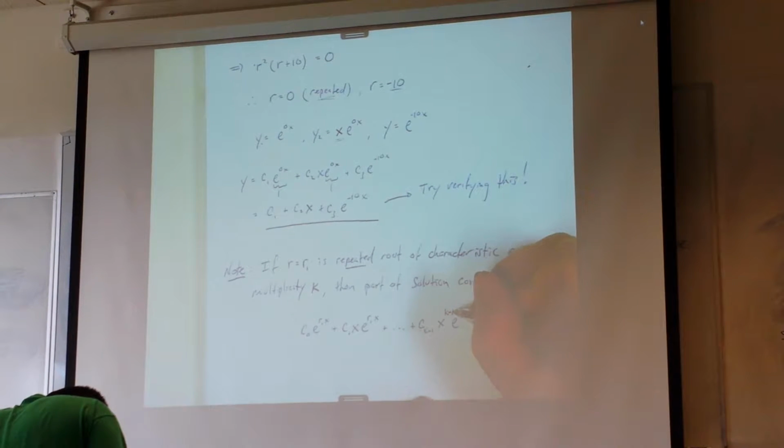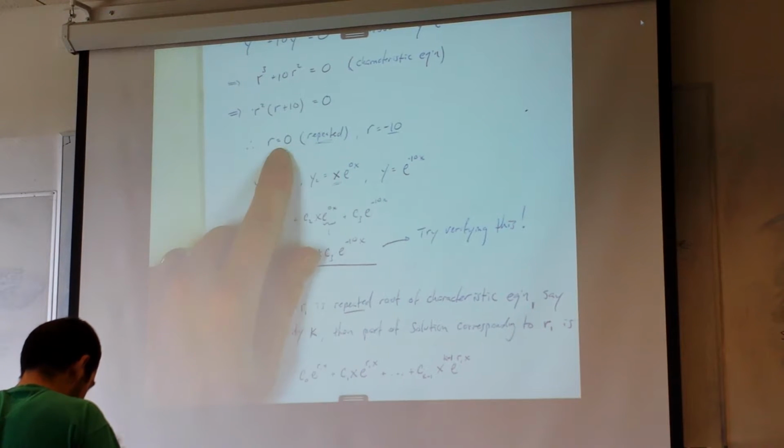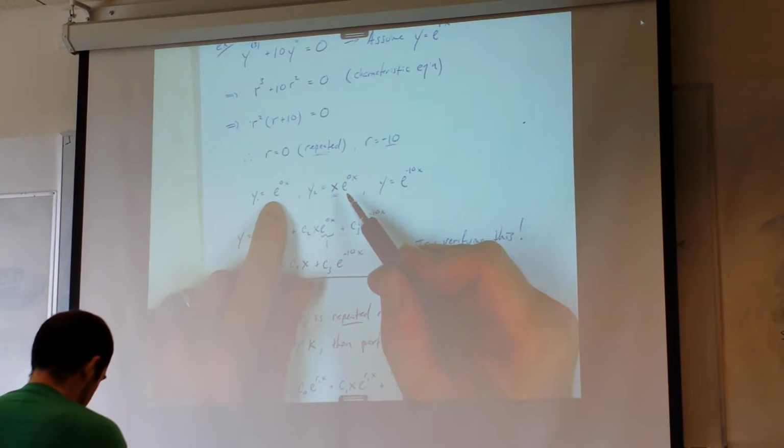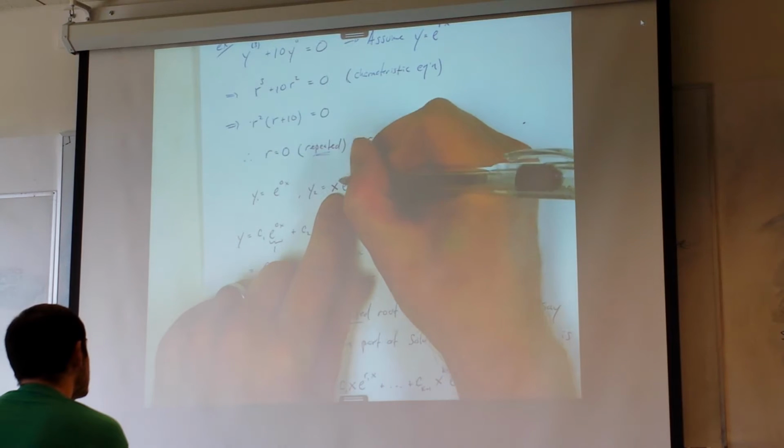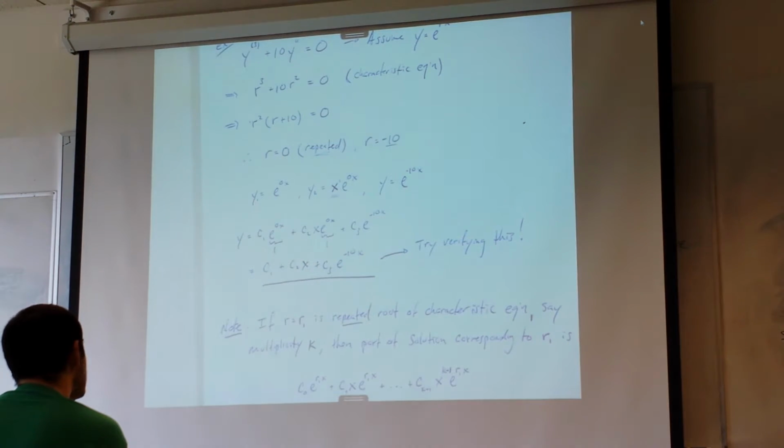So it's one less than the multiplicity. We had a multiplicity 2 root. I have e to the 0x plus x to the first e to the 0x. I don't get an x squared e to the 0x.